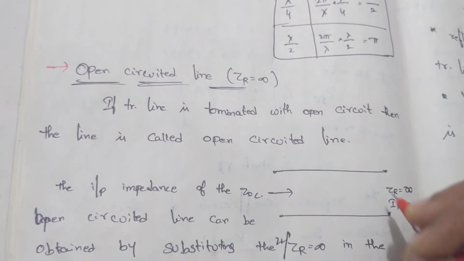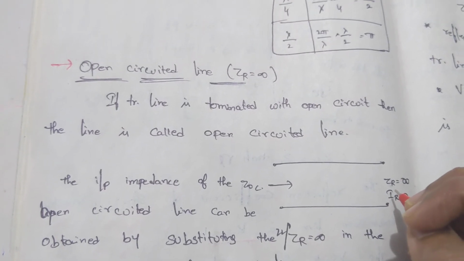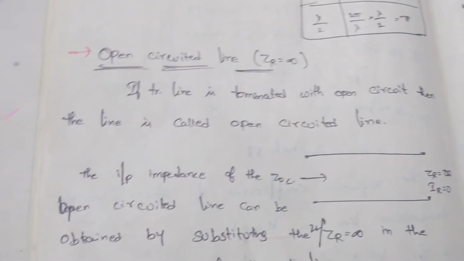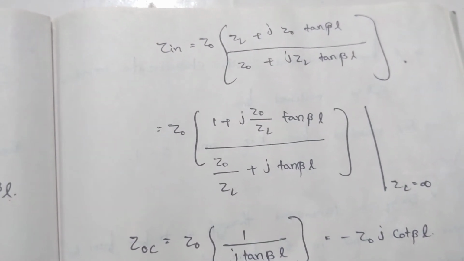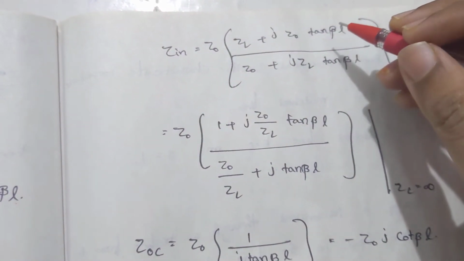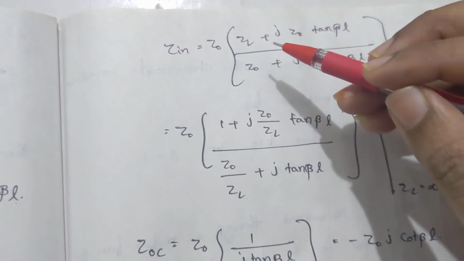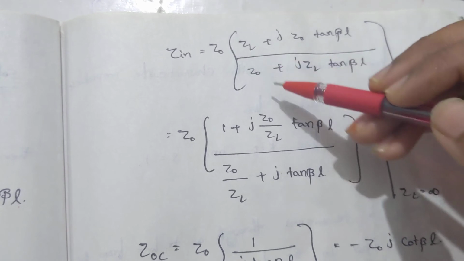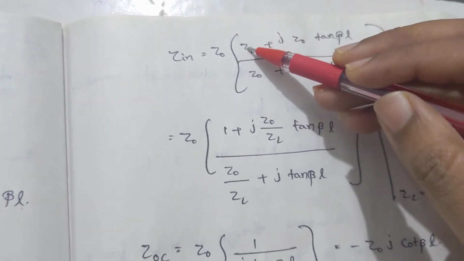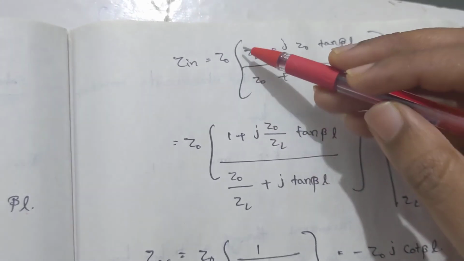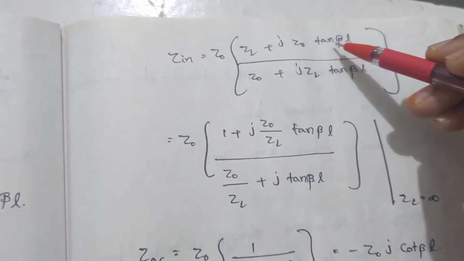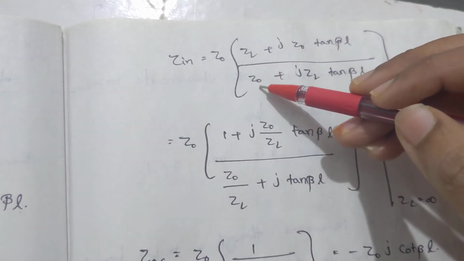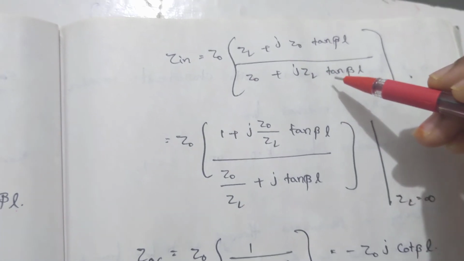Similarly, for the open circuit transmission line the same thing repeats. The load end is replaced with impedance equal to infinity, so here I am substituting ZL equals infinity. While substituting ZL equals infinity, not only here but anywhere in your equations, don't directly substitute infinity. Take ZL common, and the ZL terms cancel each other. It will be 1 plus j Z0 by ZL into tan beta L, and likewise Z0 divided by ZL plus j tan beta L.